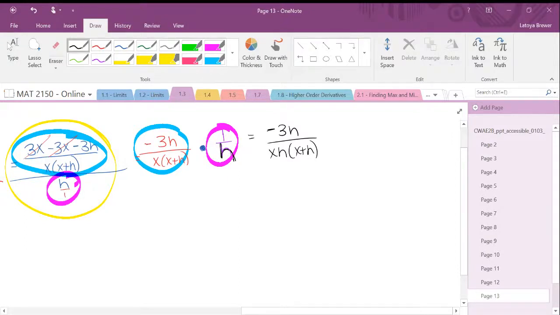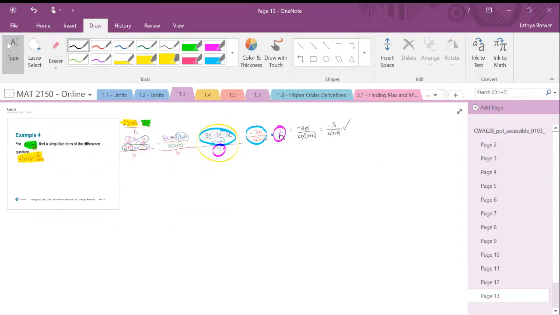And if you pay attention, I have an h and an h in my numerator and my denominator. So I can reduce that fraction a little bit more. And that leaves me with a negative 3 over x times x plus h. And that is my answer for example 4.